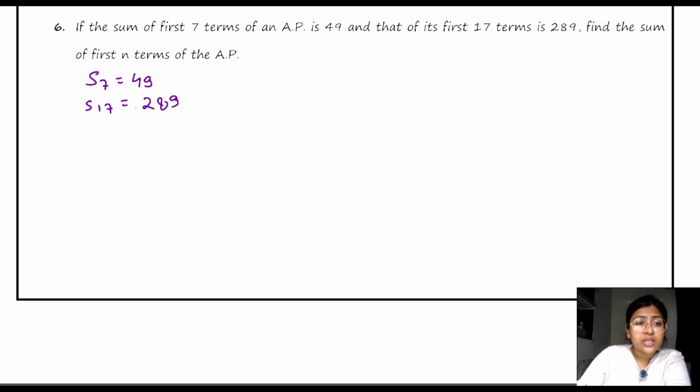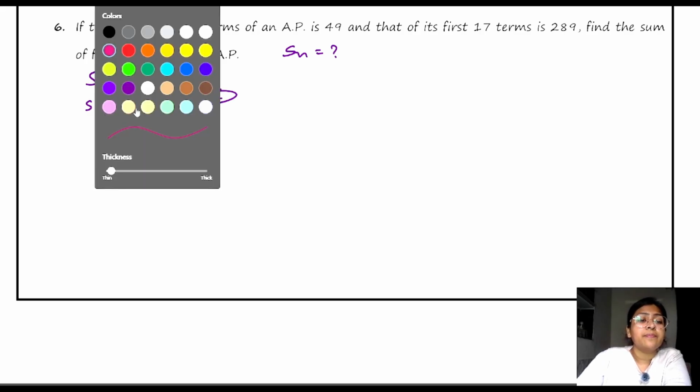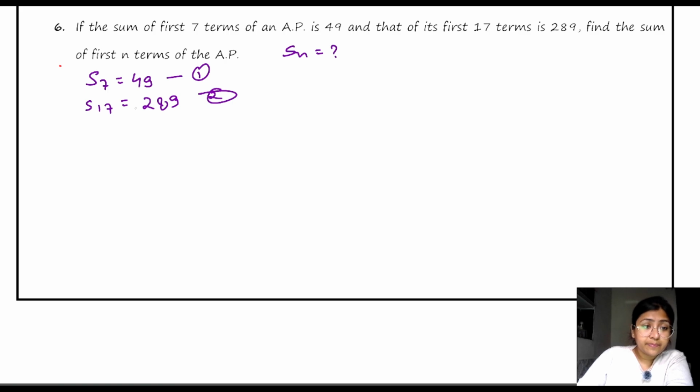So what are they asking? Sum of n terms. For finding the sum of n terms relation, we should have the value of A and the value of D. So we are going to find out the value of A and value of D by using the first and the second relation. S7 can be written as 7 over 2 bracket 2A plus 6D is equals to 49. Simplifying it, it will be A plus 3D is equals to 7.